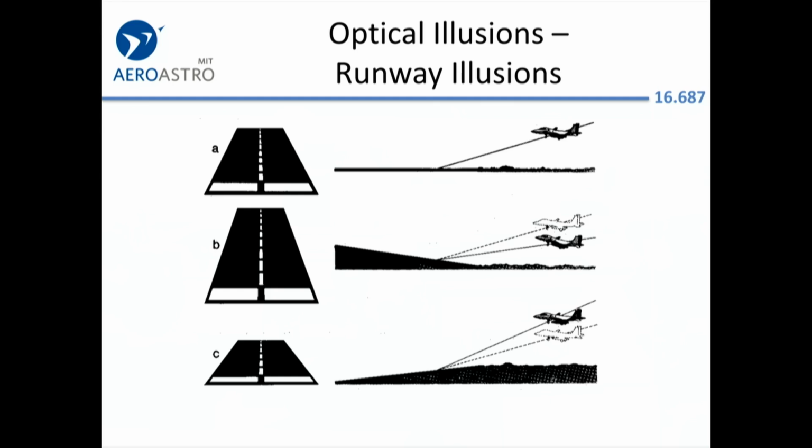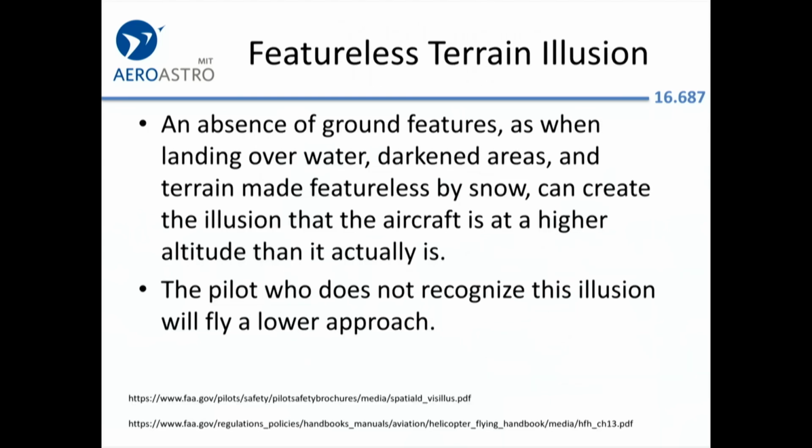This is also the case if the runway is wider or narrower than you're used to. So at Hanscom, you might have very wide runways. If you fly out of Beverly, you have narrower runways. So just that difference can make you think you're at a different orientation or you're higher or lower than where you are.